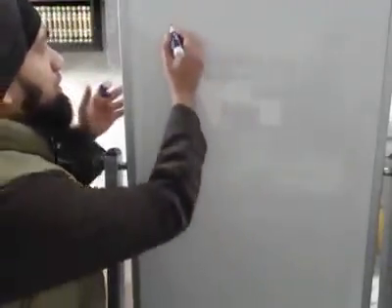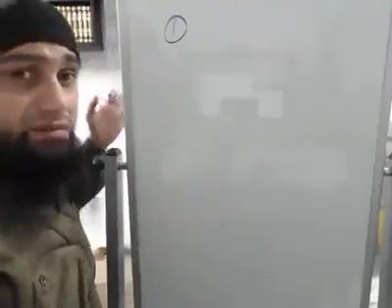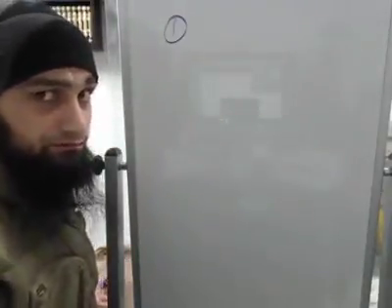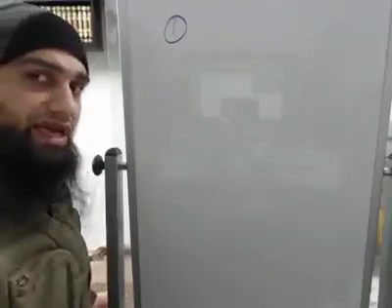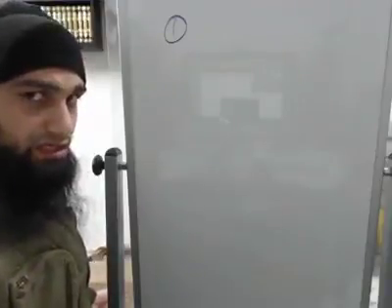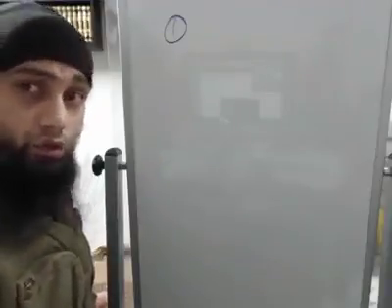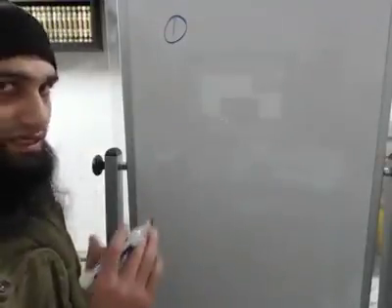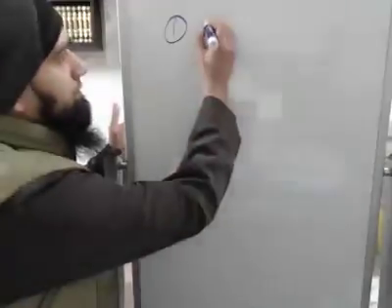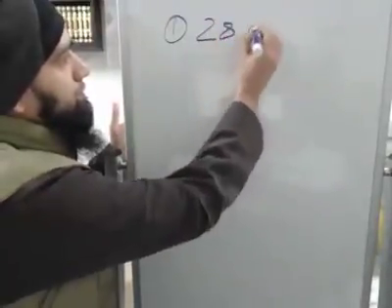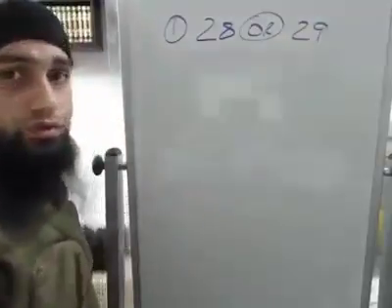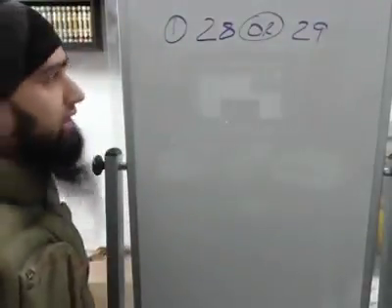Number 1, in the Arabic language, how many letters are there? If you say 28, you are correct. If you say 29, you are correct. But you need to understand what each of those mean. 28 or 29.